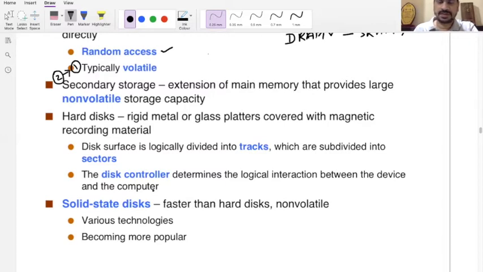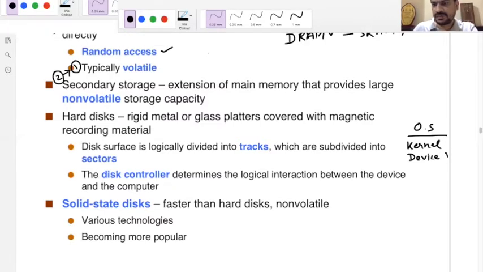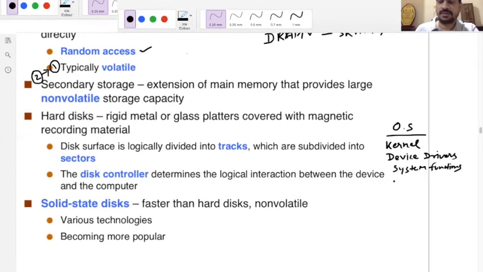So what do we have inside the operating system? We have the kernel, device drivers or device controllers, and then many functions called system functions, and there are many other things. We'll see them one by one as they come up.